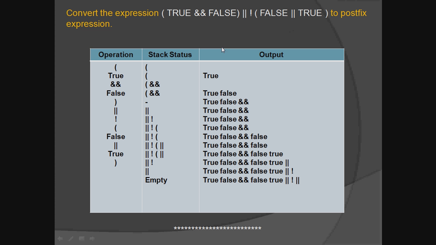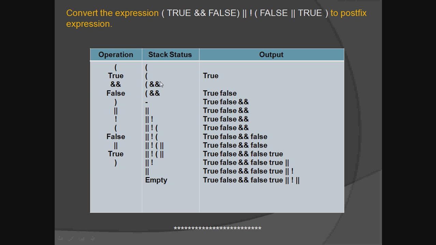So you can see the different method. It is also enclosed within two parentheses. So first, the left parenthesis is pushed into the stack. Then true, since it's an operand, is pushed to the output. Clear? So inside the stack we still have the left parenthesis.